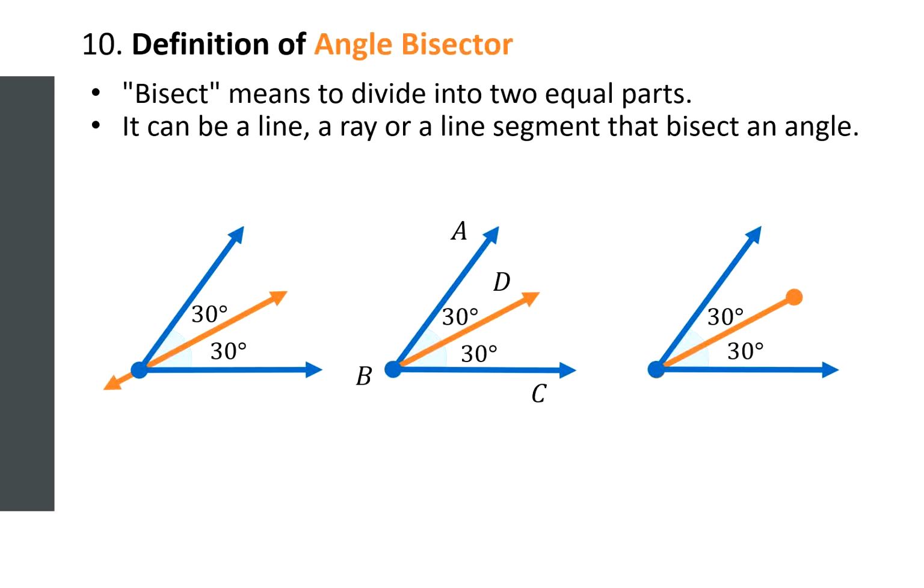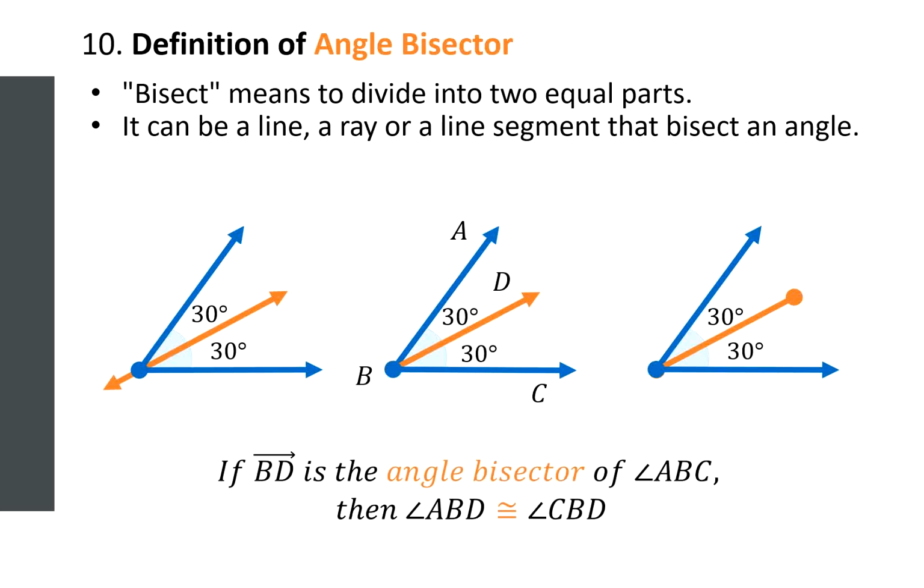Ngayon, yung if-then statement natin, so, for example, yung figure number 2, yung pangalawang figure natin na nasa gitna. So, if ray BD is the angle bisector of angle ABC, then yung angle ABD ay congruent sa angle CBD, which is true. So, it means na kung yung ray BD ang ating angle bisector, hinati natin yung angle ABC. So, pag hinati natin, ang measurement ng ABD at CBD ay the same or congruent, which is true.